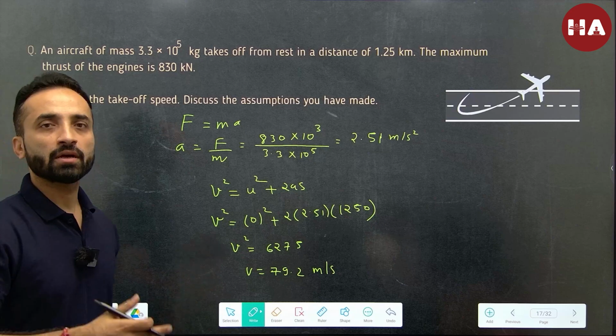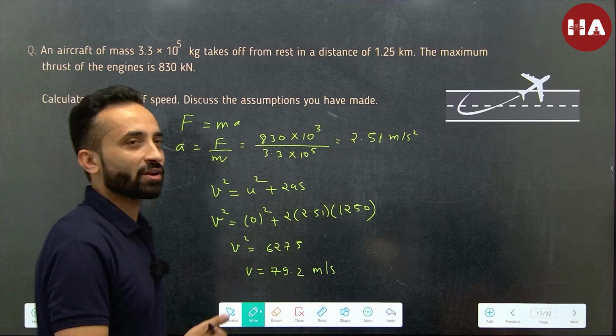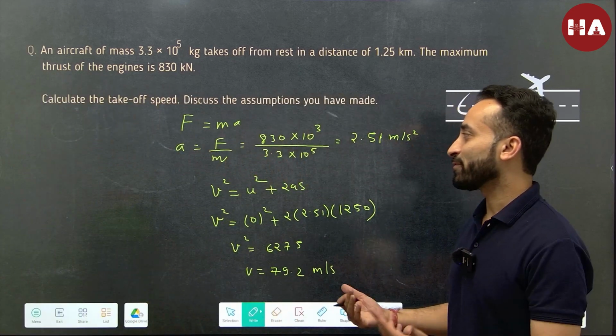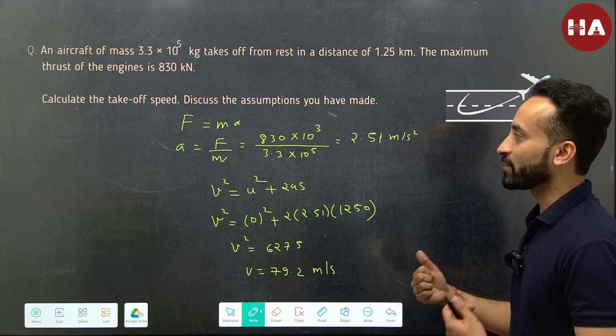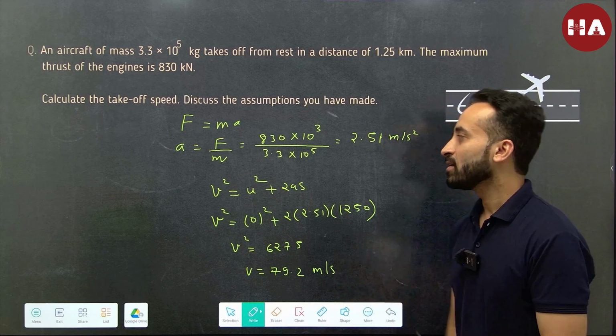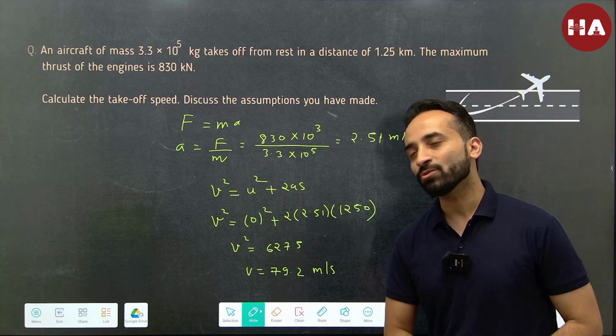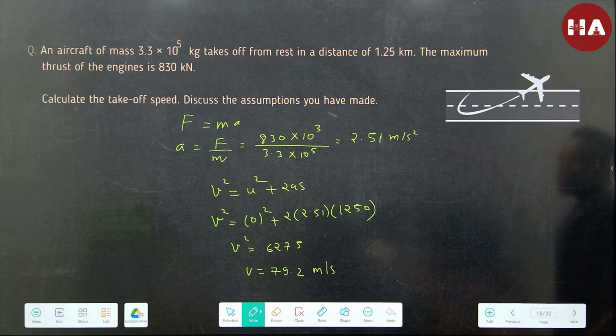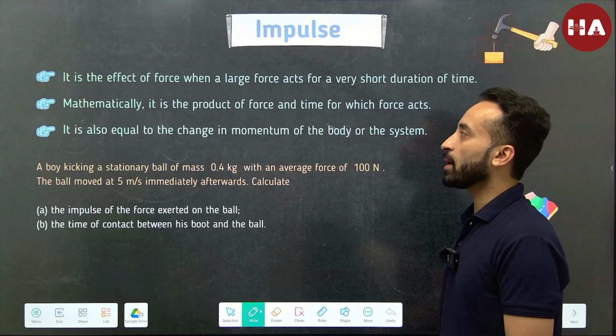So I think you should be able to do this question and your answer matches with mine, and if it does, then that's great, and if it is not, then hopefully you will learn with more and more problems that we do. Okay. Next, let's talk about impulse.